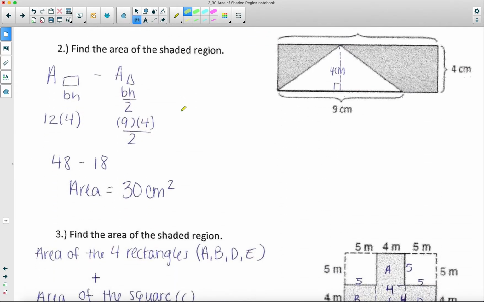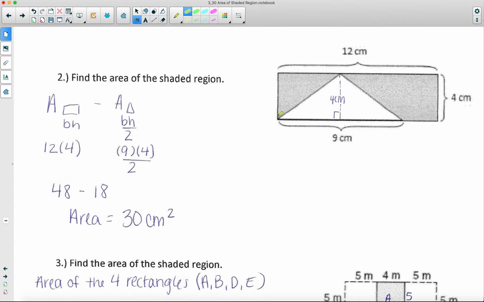So let's try number 2 then. Let's find the area of this shaded region. Now for this, what I see is this big rectangle with like a triangle cut out. Maybe you see it differently, but that's how I see it. So I'm going to do area of the rectangle minus area of the triangle, because the rectangle is the bigger figure, triangle is the smaller figure. So my rectangle is 12 by 4. So I'm going to do 12 times 4, which is 48, right?